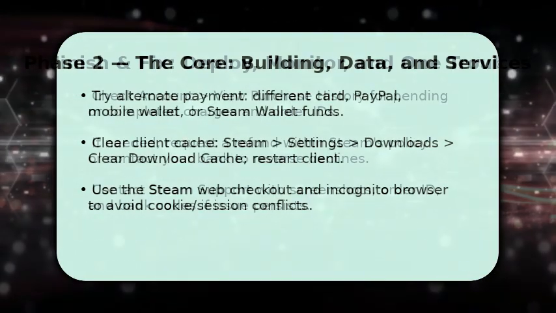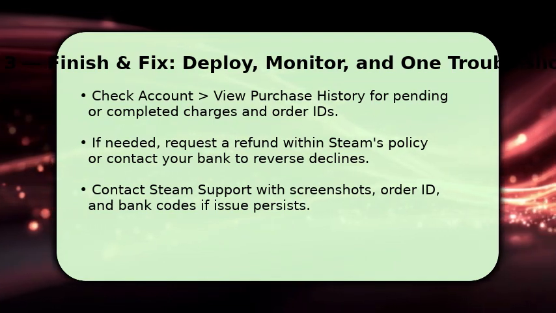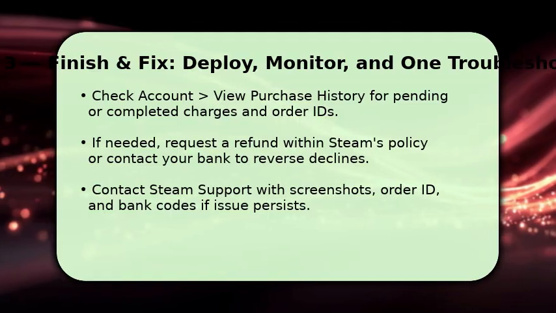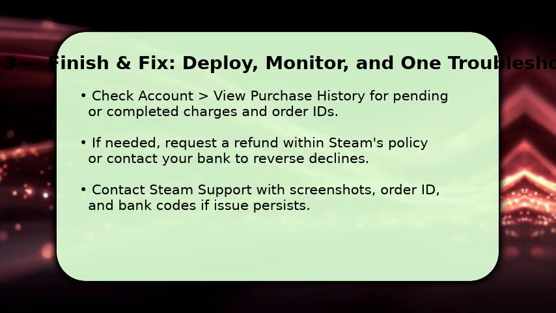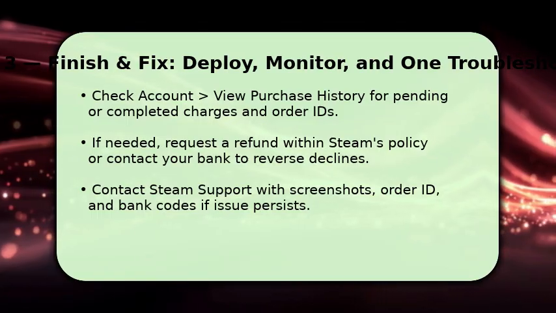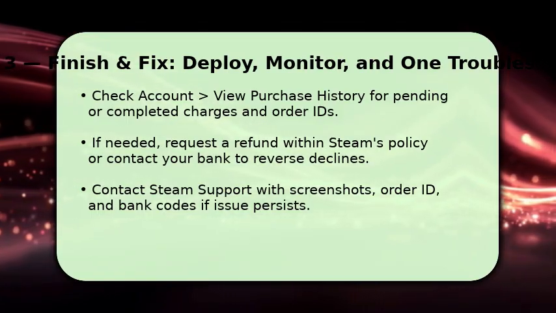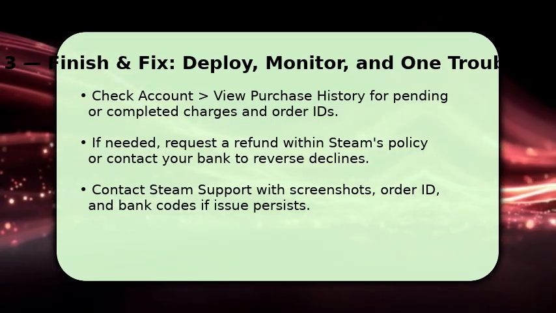Finish by confirming the transaction. Open Account, View Purchase History to verify status, order ID, and any pending charges. If the purchase did go through incorrectly, request a Steam refund within policy windows. Otherwise, contact your bank to investigate declines or holds. Make sure to gather screenshots, timestamps, and any decline codes for Steam support.